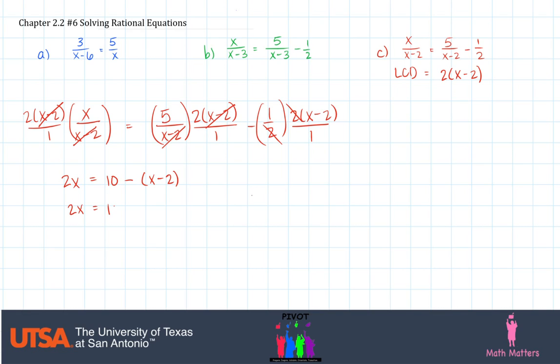And then we're going to simplify and solve for x. We distribute the negative here. Then we have 2x equals 12 minus x. And then we add x on both sides. 3x equals 12, so x equals 4.